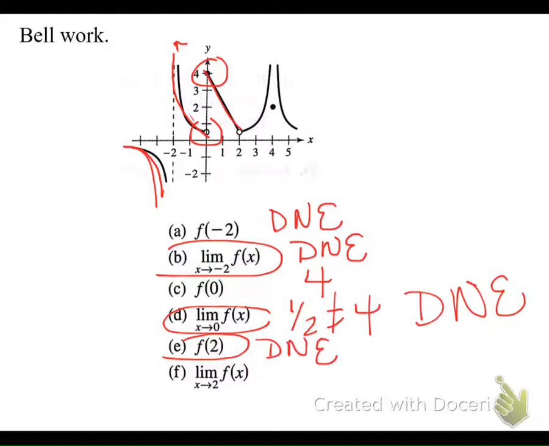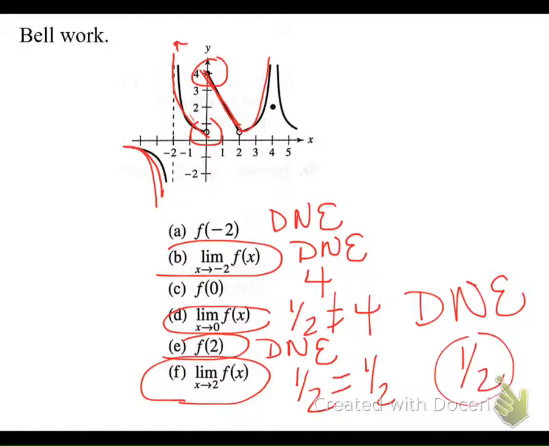The last one, the limit as x approaches 2. Well, the limit from the left is 1/2. The limit from the right is 1/2. Since they're both the same and they're meeting at the same spot, even though there's a hole there, the limit does exist. And the limit as x approaches 2 is 1/2.